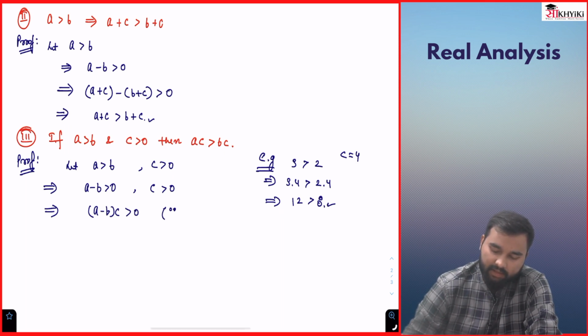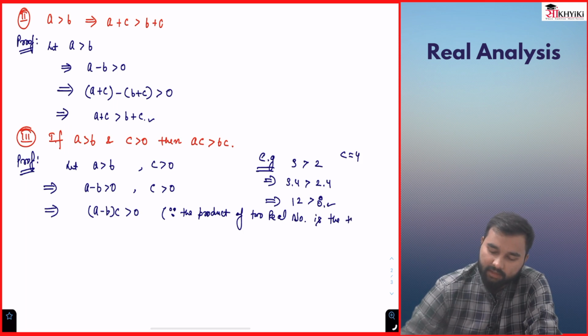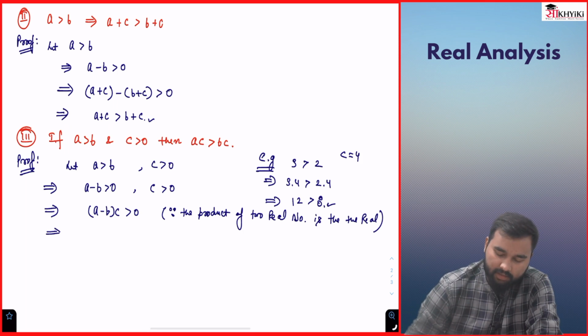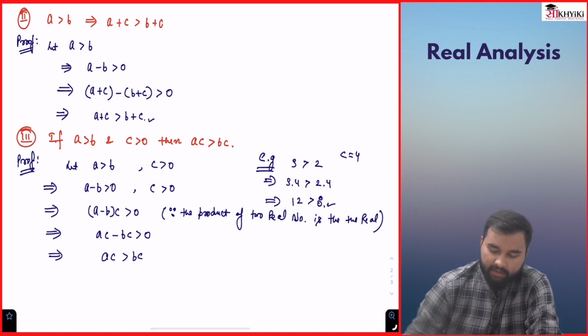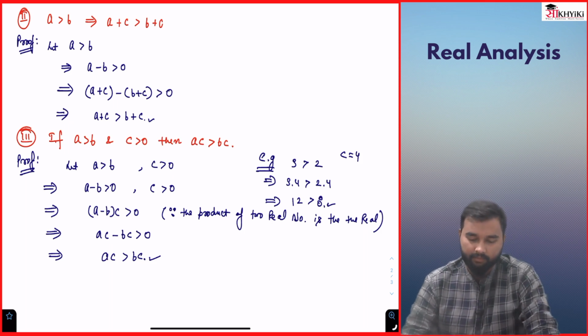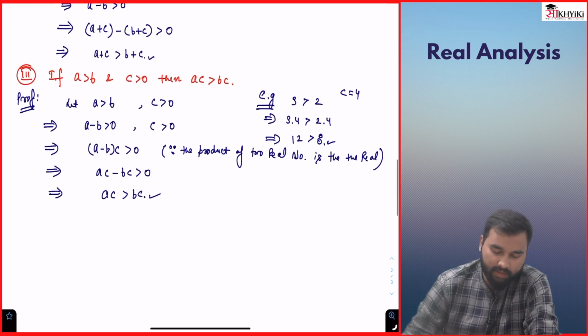What is the reason? Since the product of two positive real numbers is a positive real. Now from here, AC minus BC is greater than 0, and from here we must have AC greater than BC. I hope this is clear.